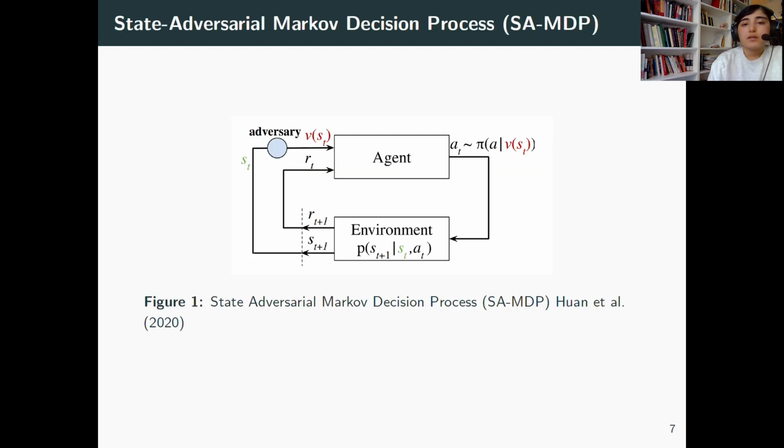So you can see here a state adversarial Markov decision process, SA-MDP, looks quite similar to the first slide we discussed, except with a quite small modification: we have an adversary that can modify the observations of an agent. While the adversary can modify the observations of an agent, the rest of the dynamics of the environment is still the same. The meaning is that the agent will still receive the rewards of the unperturbed state.